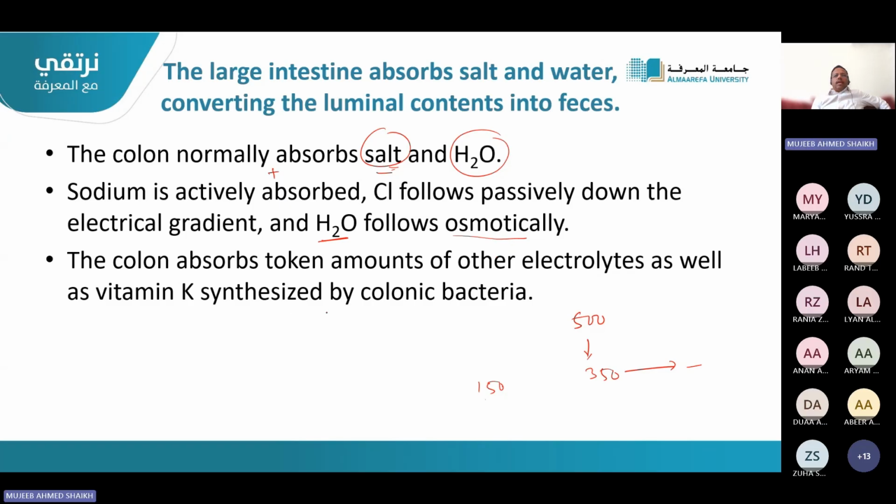The colon absorbs a very little, token amount of other electrolytes as well as vitamin K. From where is vitamin K coming? Vitamin K is coming from the colonic bacteria. Colonic bacteria digest some food and utilize it for preparing vitamin K. So vitamin K is produced because of the action of bacteria, and this will be absorbed for the human being.